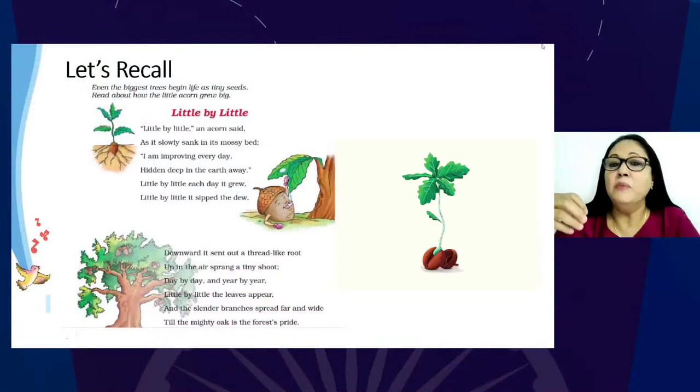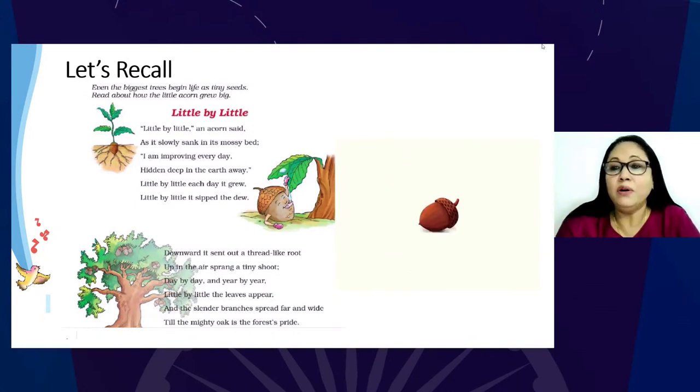So students, that reminds me of a poem that we had learned in our previous session. The name is Little by Little. You remember we had learned about the acorn. The acorn says that it sank in the mossy bed, and gradually, every day, little by little, it grew. And it grew to an extent that it became a huge, big oak tree, the mighty tree, the pride of the forest. So a small little seed germinates and develops, taking the moisture from the soil and the sunlight from the sun, and it grows into a huge, mighty tree.